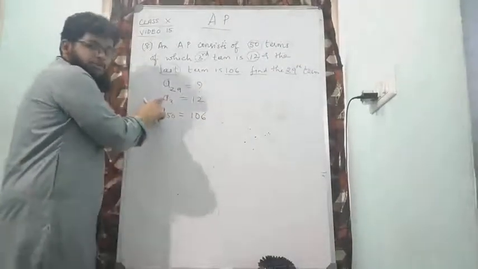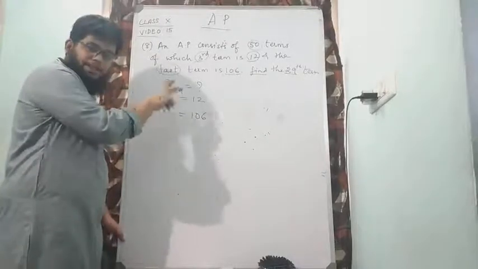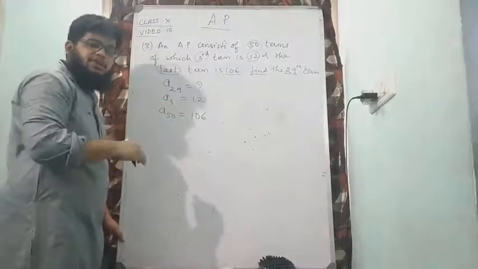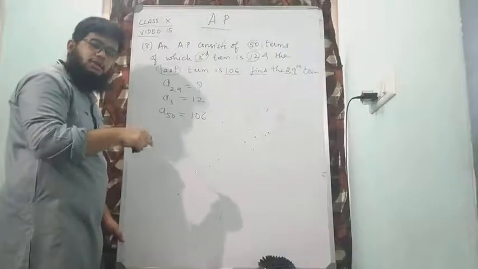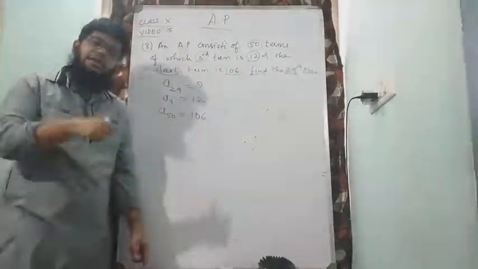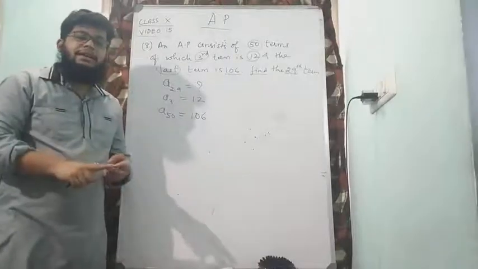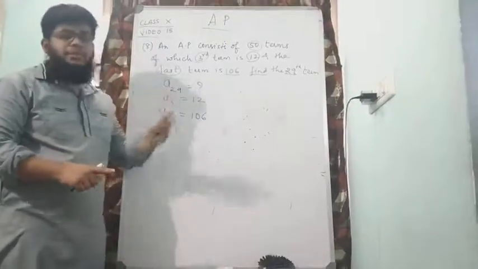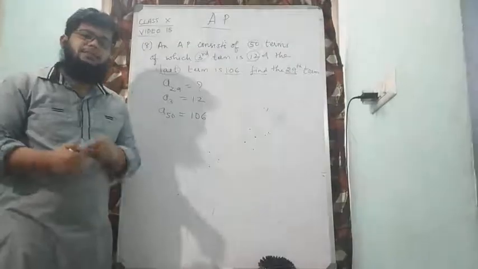Convert A3 into general form, A50 into general form, and make two equations. Use the elimination method. A will get cancelled, and you will get D. After getting D, put it into any one equation and you will get A. So after getting D and A, find A29 by using the general form of A29, which is A plus 28D.